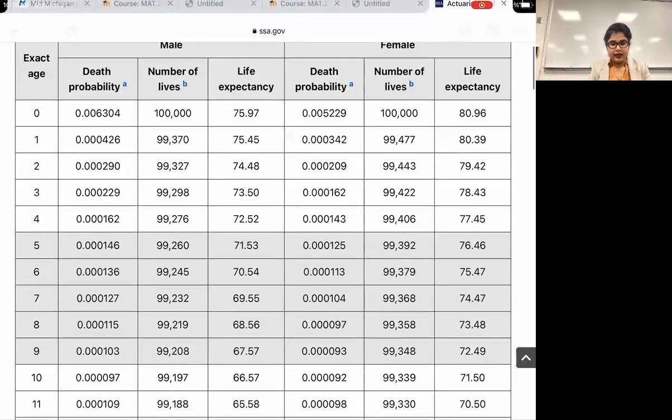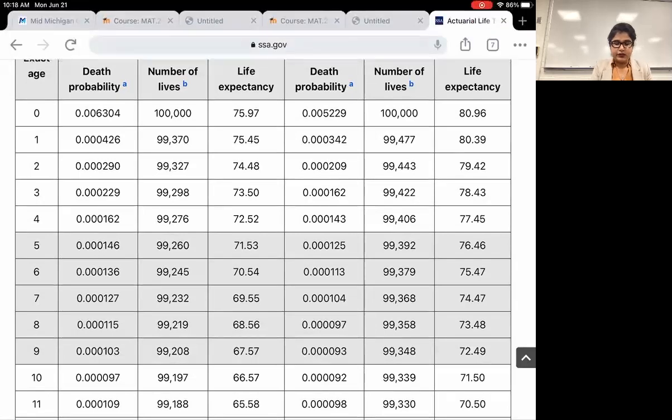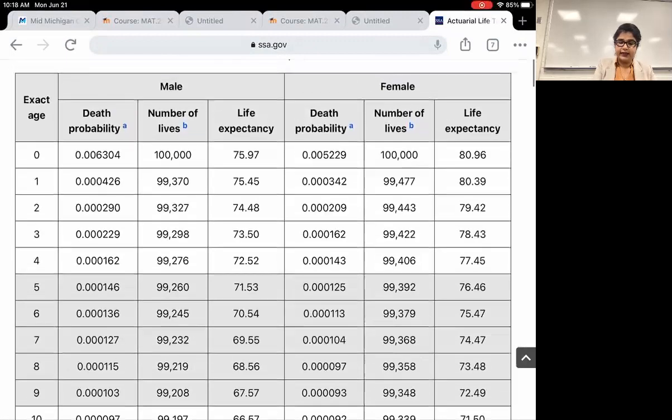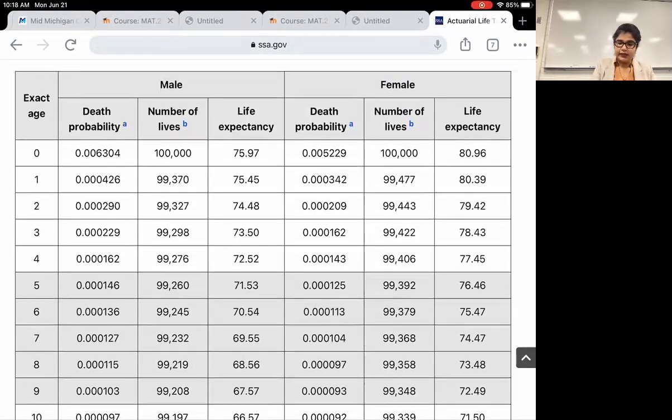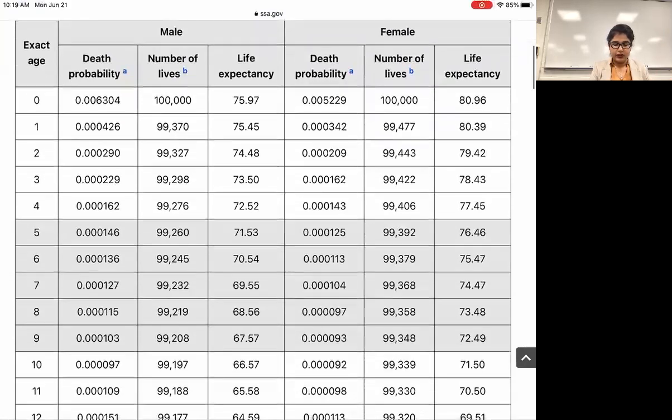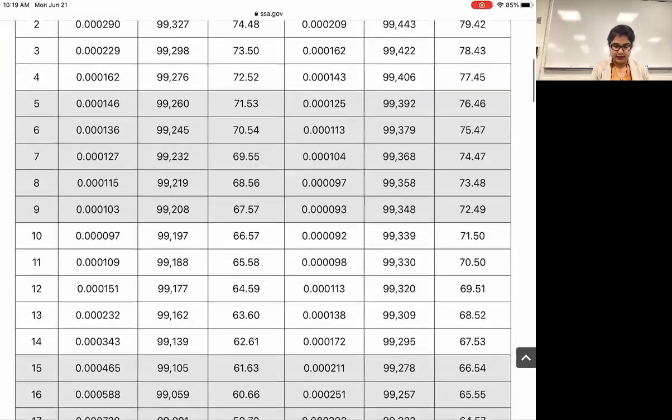And if it is 1 year, this is 0.000426. These are the second column. Can you see the death probability? And can you see the death probability for the females in the right column? They have two columns, male and female. On the very left section, the age is written. But in this question, we are going to figure it out for the 22-year-old man.